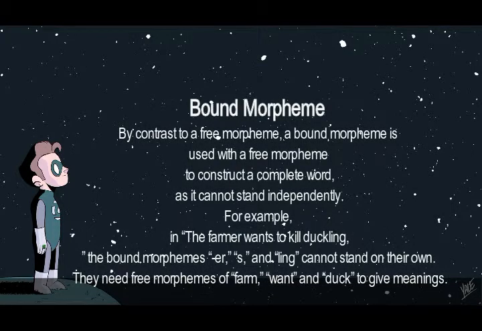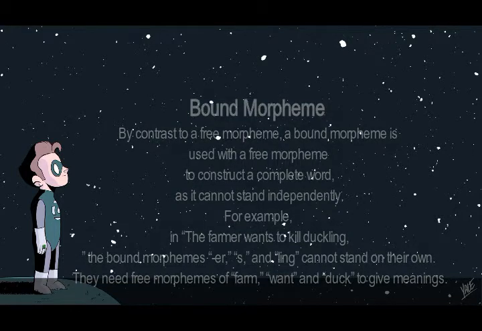Bound morphemes. By contrast to a free morpheme, a bound morpheme is used with a free morpheme to construct a complete word, as it cannot stand independently. For example, in "The farmer wants to kill duckling," the bound morphemes er, s, and ling cannot stand on their own. They need the free morphemes farm, want, and duck to give meanings.